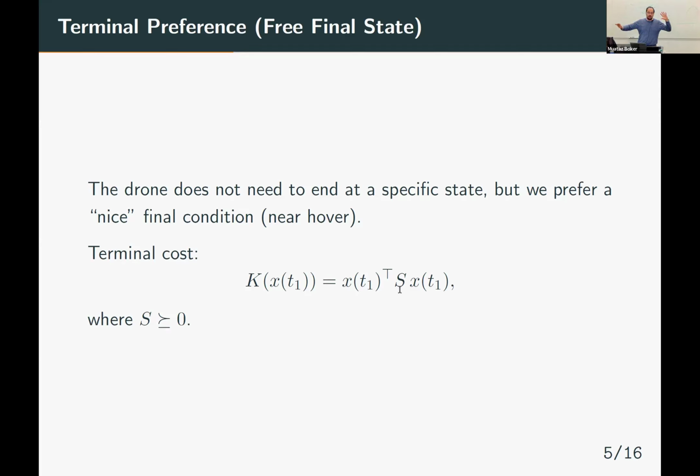But X at T1 could be anything. We want it to be stable and smooth and nothing crazy, okay? And this also will guarantee that it's going to be as small as possible in terms of magnitude, in terms of P and V.